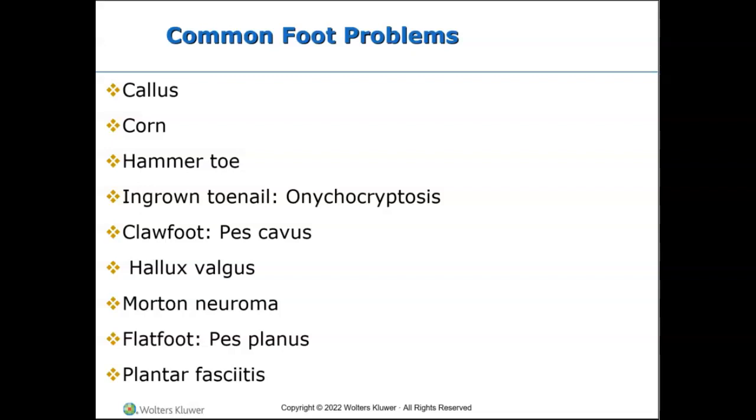Next on the list is clawfoot. Clawfoot is a deformity of the foot. The joint of the toe that is closest to the ankle is bent upward, and the other joints are bent downward, so the toe looks like a claw. It could be congenital, something that was present at birth, or it could develop later in life because of other disorders.